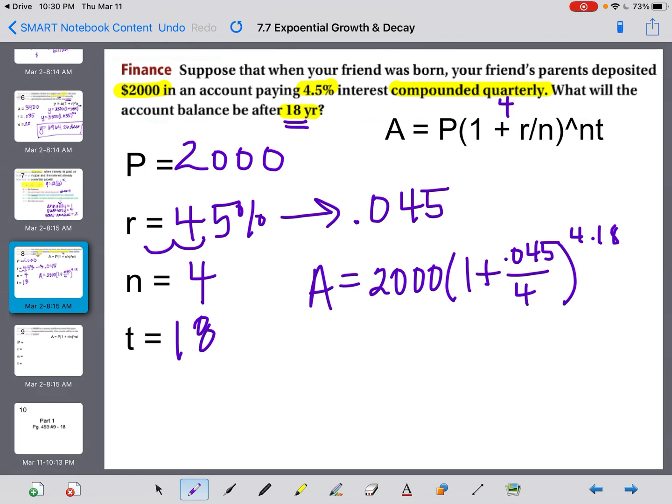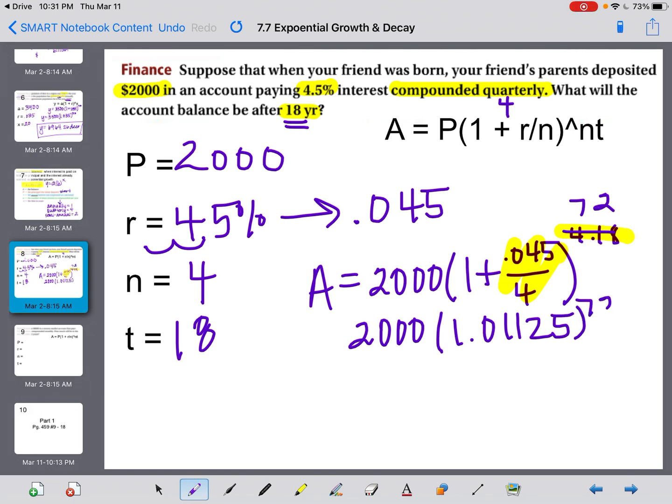Okay, so this is another one you have to do in order. I would, if I were you, figure out what 4 times 18 is so that you can get your exponent. Okay, and that actually is 72. So I'm going to change this to the 72nd power. Then inside these parentheses, start by dividing this and adding the 1. So if you take 0.045, divide it by 4, and then add 1, you're going to be left with 2,000 times 1.01125, all to the 72nd power.